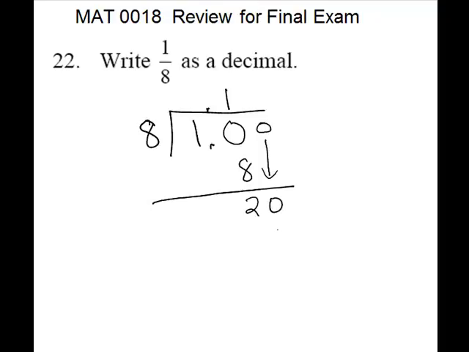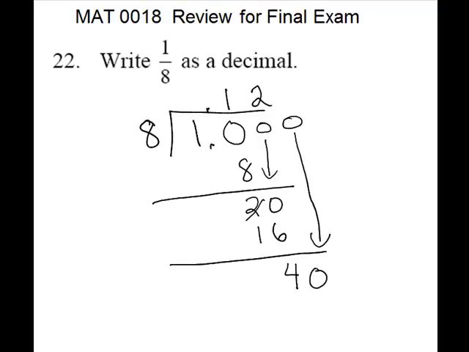8 into 20. We'll go 2 times. Multiply back. 2 times 8 is 16. Subtract. 10 minus 6 is 4. And we will add one more 0 and bring it down. 8 into 40 will go 5 times. 5 eighths are 40. So our answer is 0.125.